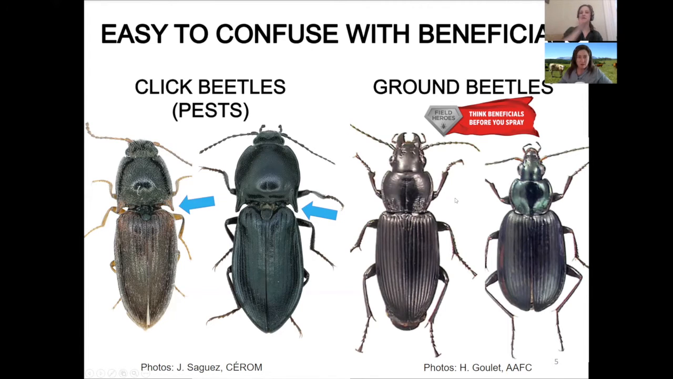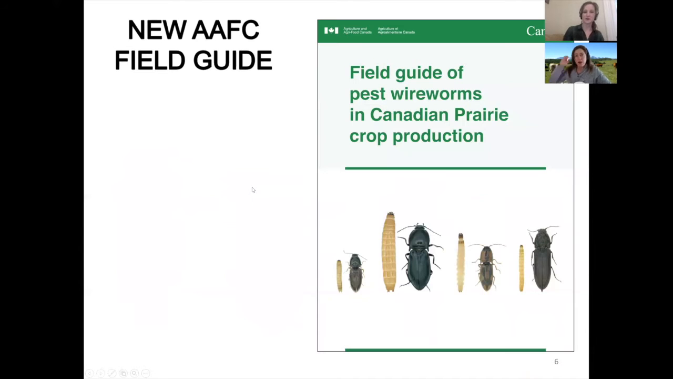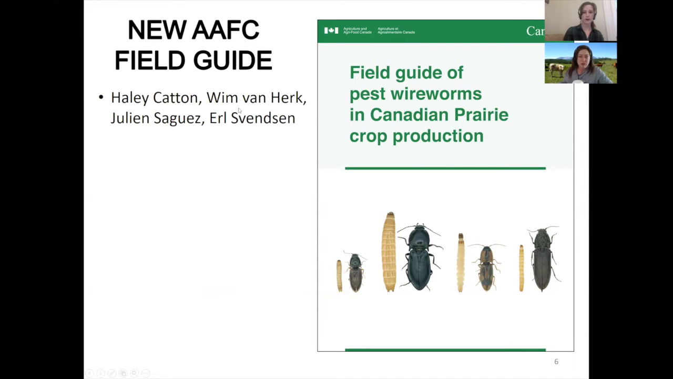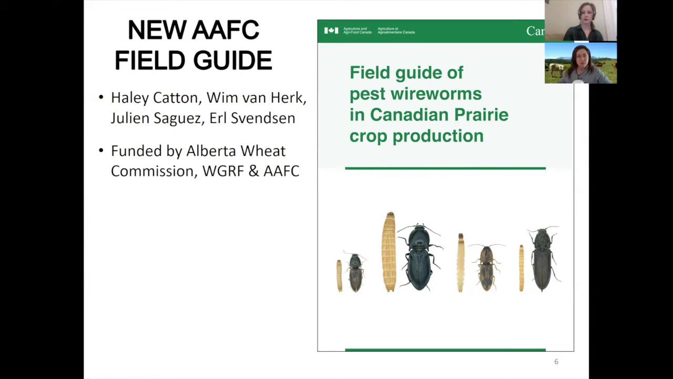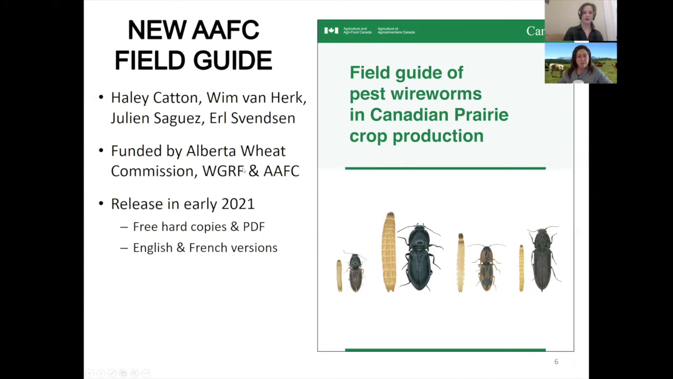Okay, so I want to highlight that we have a new field guide coming out from Agriculture and Agri-Food Canada on pest wireworms on the Canadian prairies. This guide focuses, like I said, on the prairies, also cereals and pulses. We talk about potatoes, but that's not the focus of the guide. It's written by myself and several other colleagues from across the country. It's part of a project that was funded by the Alberta Wheat Commission, WGRF and AFC. And we're releasing it in early 2021.